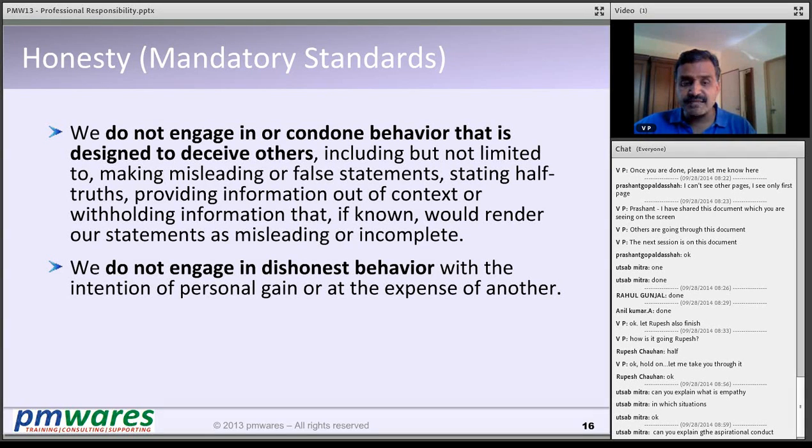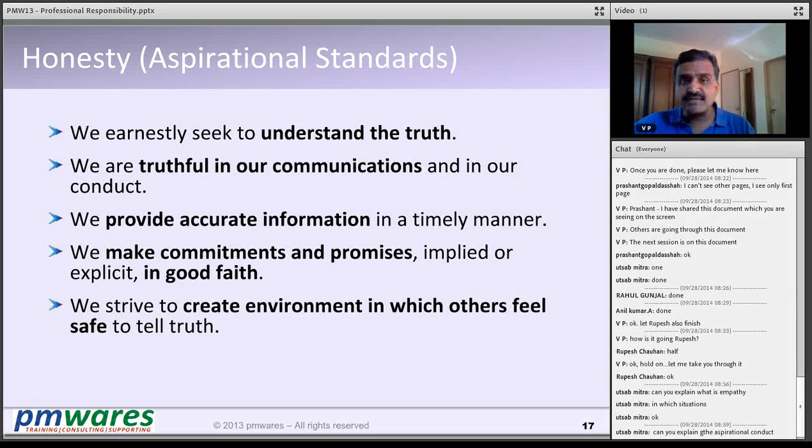Dishonest behavior can be easily understood, but if you come to the aspirational, understand the truth. It is up to you. Truthful in your communication. Now, this is something which is a little tricky. Many times the communication is like that, you are saying something and mean to say something else, and those who understand, understand, right? So aspirationals are nothing but they are difficult to measure. That's the only difference, there is no other difference. And let me tell you, there is more confusion about aspirational. Mandatories are quite straightforward.